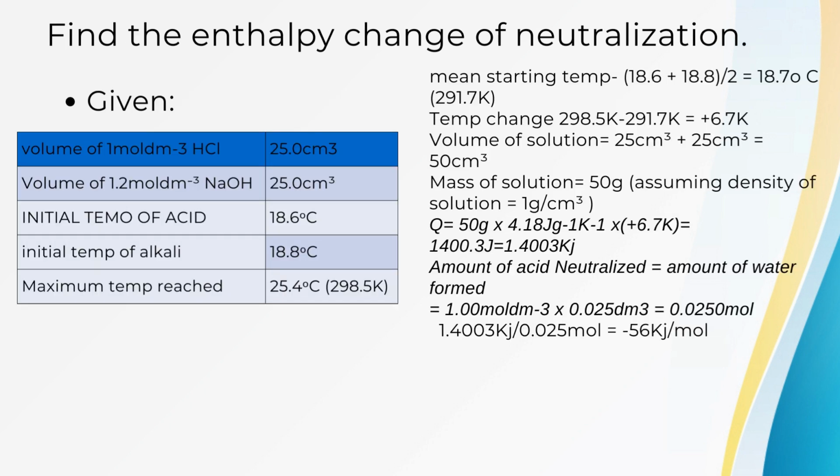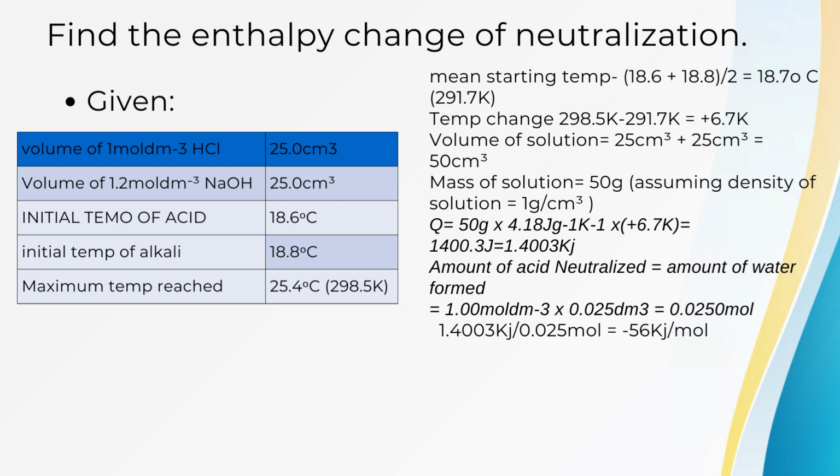Using a worked example, let's get to understand how we can calculate enthalpy change of neutralization. Given that the volume of hydrochloric acid is 25, volume of sodium hydroxide is 25, initial temperature of the acid is 18.6, initial temperature of alkali is 18.8 degrees Celsius, and the maximum reached temperature is 298.5 Kelvin.